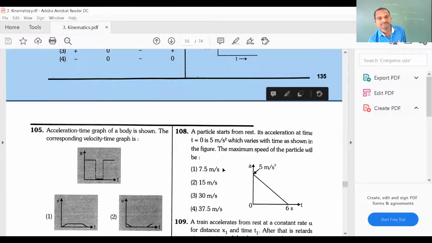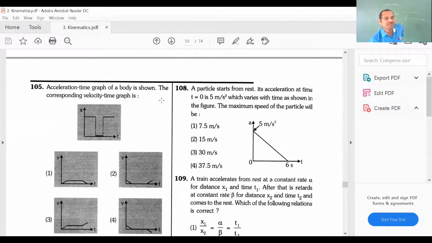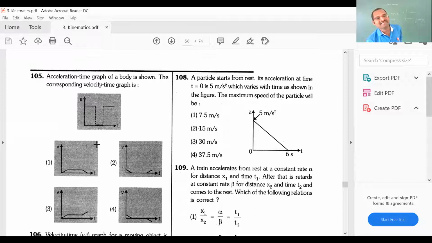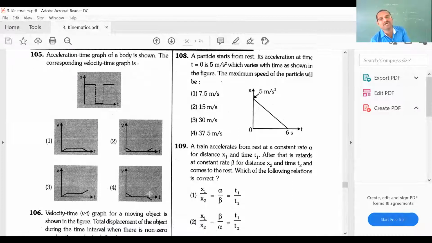Next, 105. The acceleration-time graph for a body is shown in the figure. Find the corresponding velocity-time graph. This is a type of question we discussed in the last class. First, the acceleration is constant. Constant acceleration means the velocity-time graph should be a straight line passing through the origin. So it should be option 3 or option 2. Options 1 and 4 are wrong, because acceleration is positive constant but here velocity is decreasing, which is not possible.